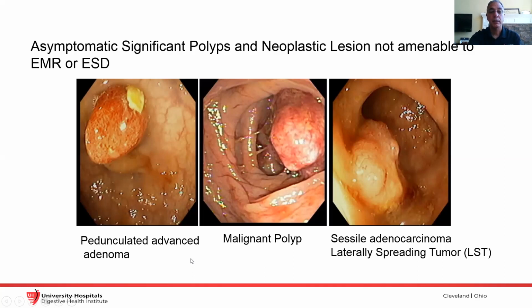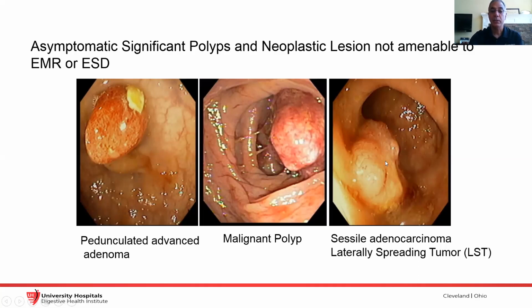I'll point out here in the first picture, there is a granular appearance to this advanced adenoma, meaning that we do see pit patterns and we do see vasculature. This polyp should be removed with hot snare or cold snare technique. This malignant polyp would be entirely cancer. Surgical intervention is advised. Routine biopsies to be sure you have the diagnosis is absolutely imperative.